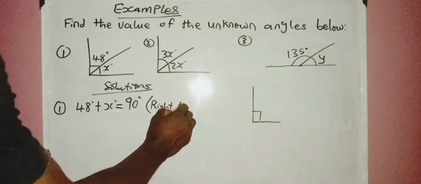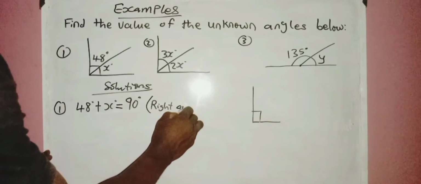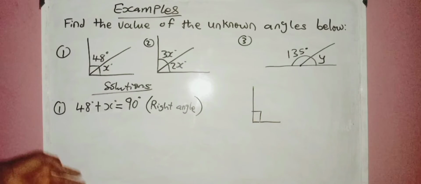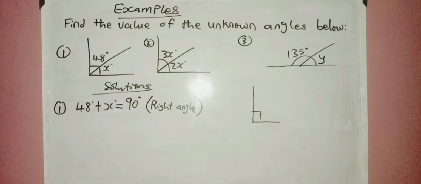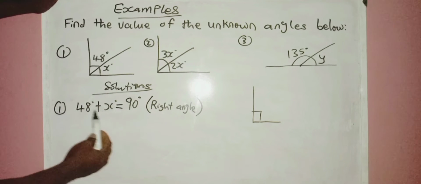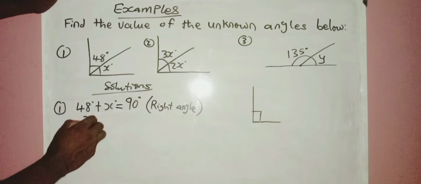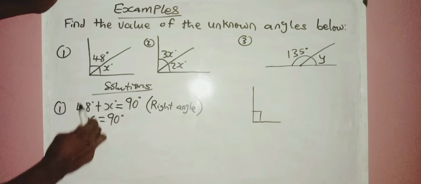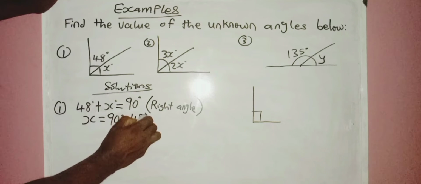Okay, let me write it in full, for the sake of those in the junior category. They may not know the meaning of that symbol. Right angle. And the reason why we say equal to 90 degrees is because it is a right angle. So now we can solve it like an algebra. That is to say we have to collect like terms. This one moves to the other side. We now have x is equal to 90 degrees, then 48 going over to the other side becomes minus 48 degrees.